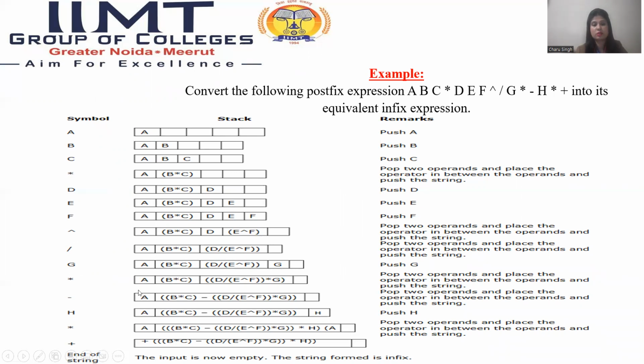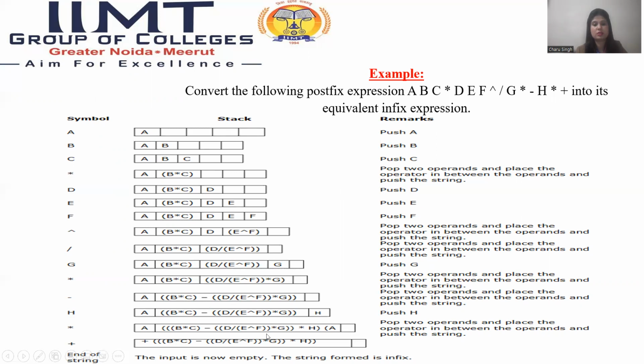Then we have G, so again push the G. Then we have the multiplication operator, so we have to pop two elements, the top two elements, place the multiplication between them, and then push again. So we have this. After that we have the subtract symbol. Again we pop the top two elements, place the subtract operator between them, and push again.